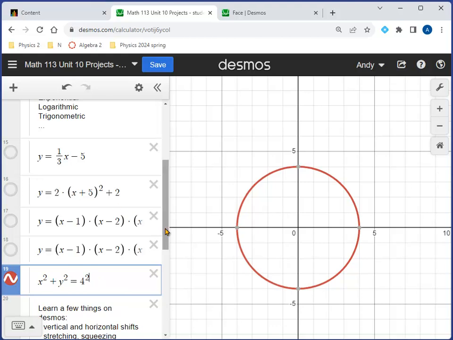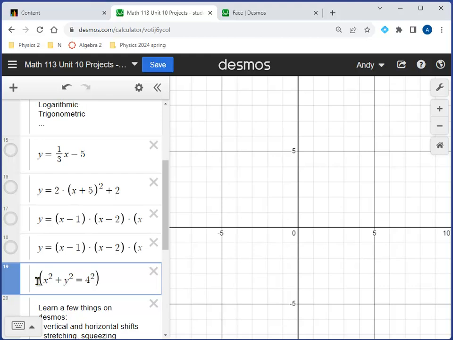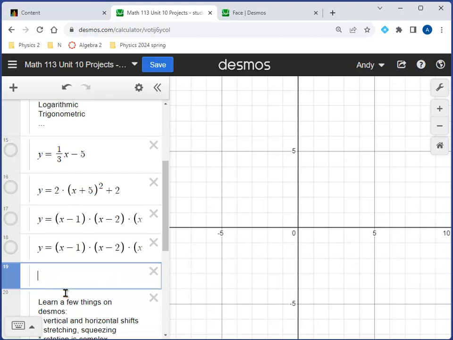There it is. All right, I'm going to actually get rid of this here and start over again. I'm going to open the parentheses. Oops, I said start over again. There we go.